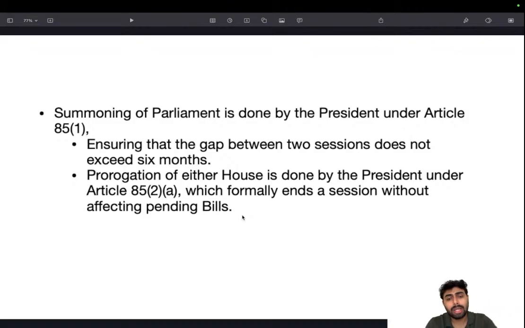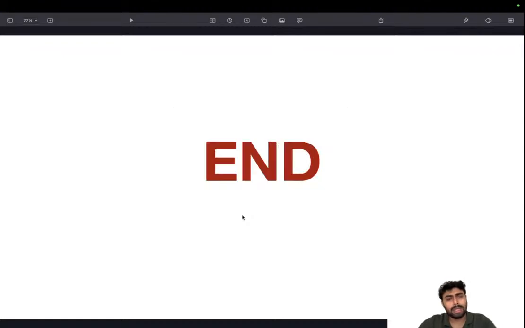But in the case of the UK, the pending bills also lapse. That's one difference between the UK Parliament and the Indian Parliament. In India, the bills are not affected by prorogation, but in the UK, bills are also affected by prorogation. In India, only notices for presenting the bills are affected and they lapse. That's about it.